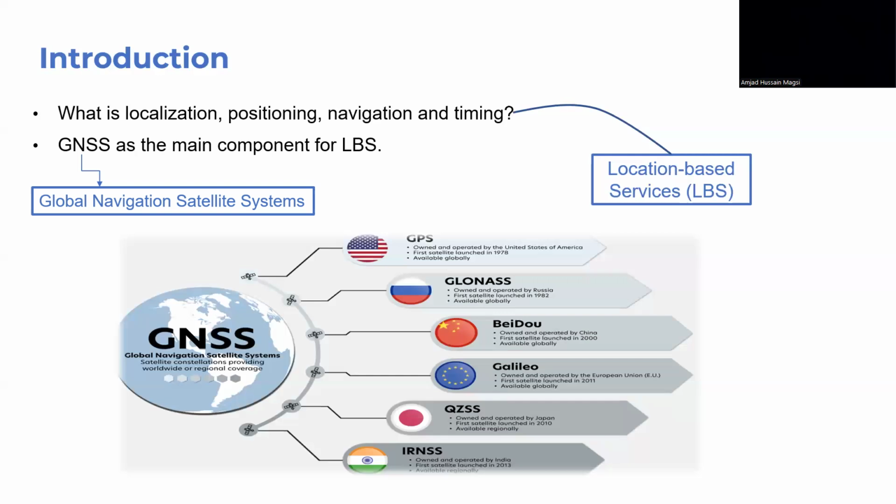Number one is the GPS, which all are aware of. This is known as the Global Positioning System. This was owned and operated by the United States of America. Then there's GLONASS from Russia, Beidou is from China, Galileo is from Europe, QZSS is from Japan, and IRNSS from India. These systems are known as global navigation satellite systems.